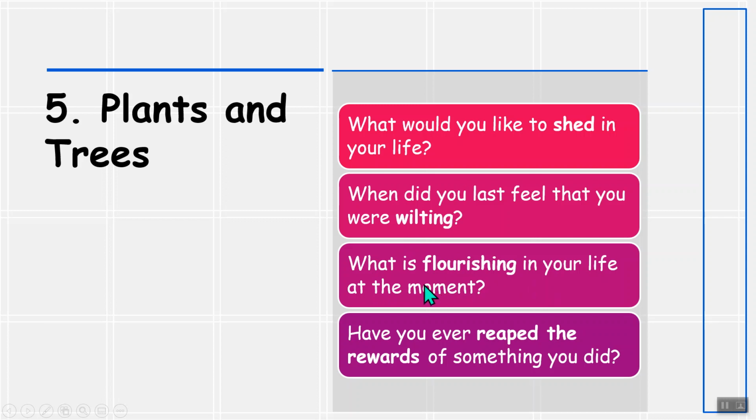What is flourishing in your life at the moment? So flourishing is doing well. So you could be doing great in a subject or in sports or something. Have you ever reaped the rewards of something you did? So to get the rewards, to reap the positive things. So it could be like you've worked hard for something and then you got successful. You got a good grade or you learned something valuable.